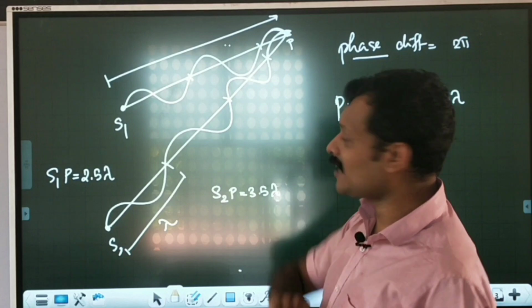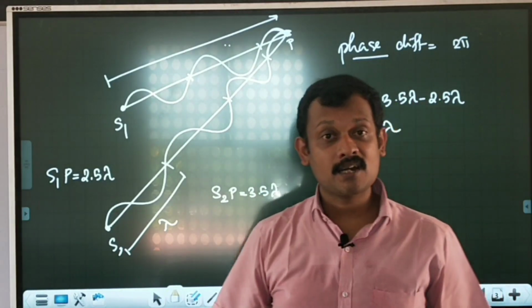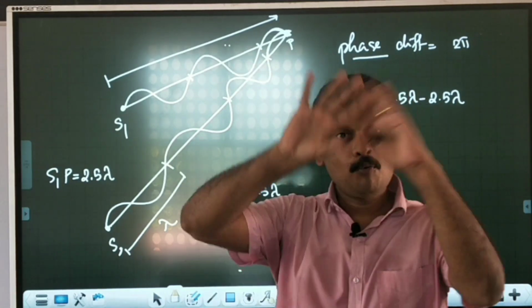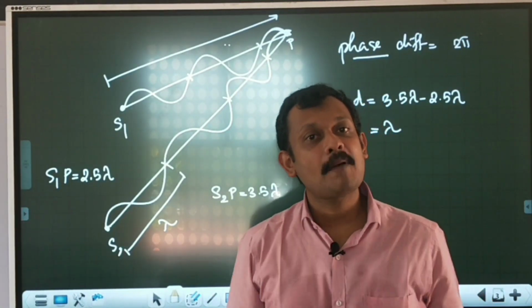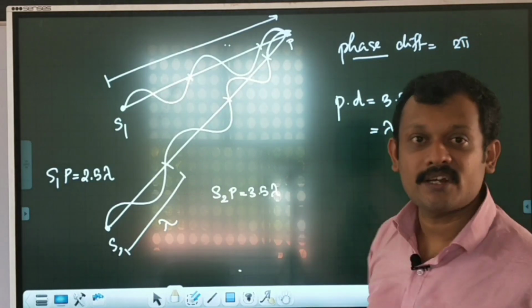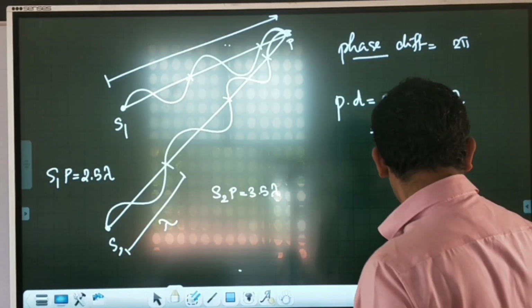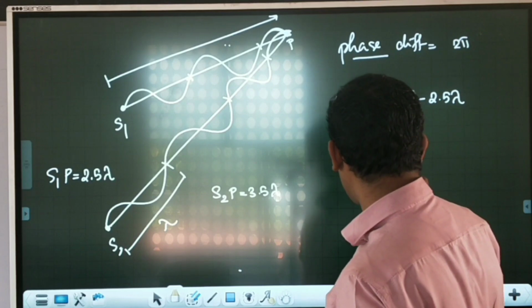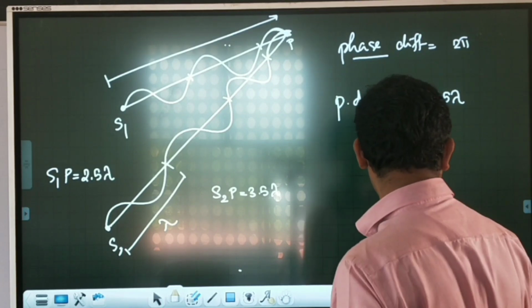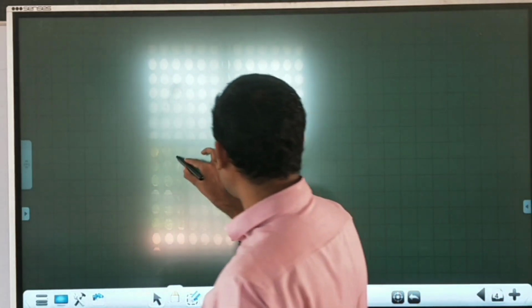Here 2.5 cycles. Here 3.5 cycles. A difference of 1 cycle you can observe between them. 1 cycle means phase difference 2 pi. So phase difference here is 2 pi. Path difference here is lambda. In this case you are going to get a maxima, right? In this case you are going to get a maxima. Now let me consider the next equation.